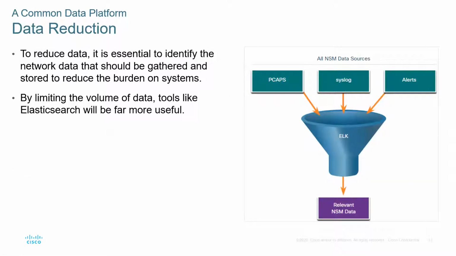So the idea here is to reduce the data and get everything normalized so that you're not having to search through a bunch of different systems. All your packet captures, your syslogs, and your alerts are going to get funneled into your ELK combination, and that's going to send out the relevant NSM data that ends up going to SQL that we talked about before. By limiting this volume of data, tools like Elasticsearch can be far more useful. You don't want a bunch of frivolous data, otherwise your Elasticsearch database is going to get filled, and then it has to index it quite a bit, and therefore it's going to slow down.